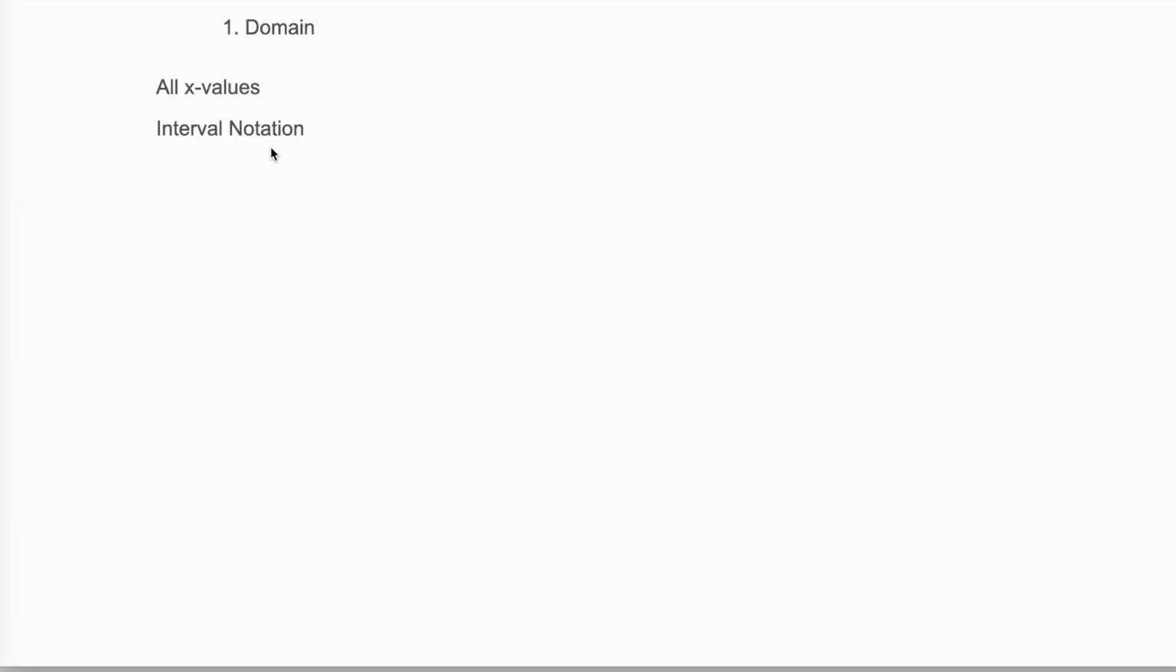Domain. These are all x values, and they're in interval notation. We're only looking at the x-axis. And the range are the y values. So they're all y values. They're also in interval notation, and they deal mostly with the y-axis, so we don't have to really worry about the x-axis at all. Let's go and look at some examples.